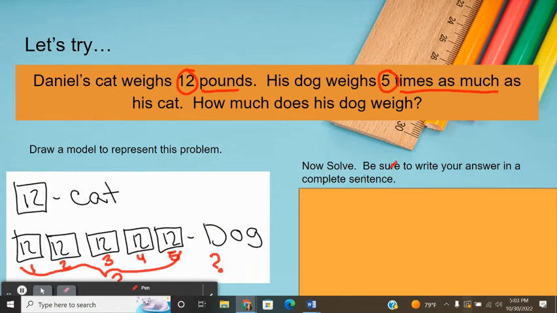So now I want you to solve. Be sure to write your number sentence. Something times something equals something. Be sure to put your unknown in there. Then solve. Be sure to show your work. And then write your answer in a complete sentence.